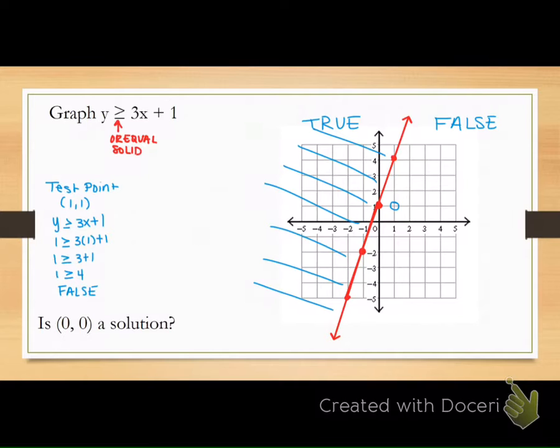So, let's say I did the point -2, 2. That should come out as true. If you substitute in -2, 2, 3 times -2 is -6. Plus 1 is -5. Is 2 greater than or equal to -5? Yes. So that's why you're shading them.